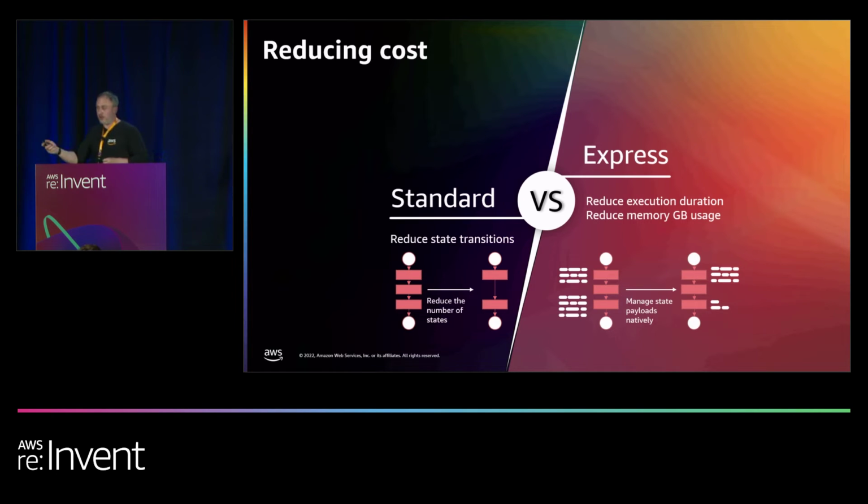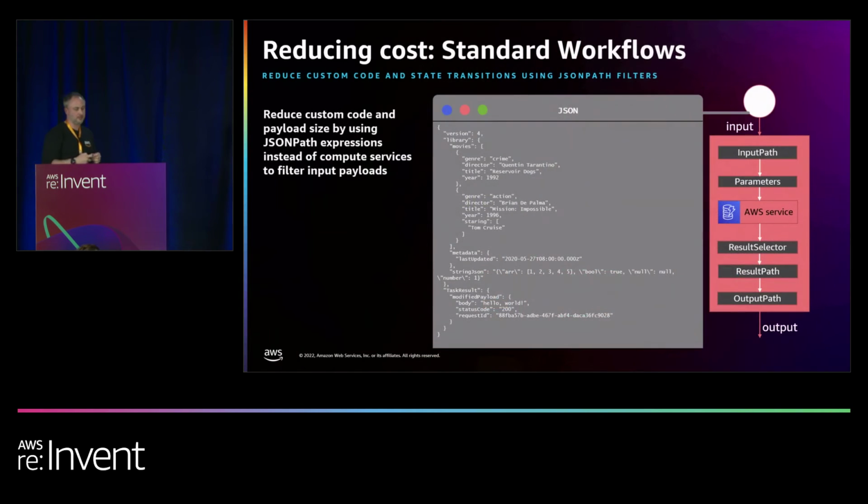With my Express workflow, what I want to reduce is the amount of time my workflow takes to complete and the amount of memory it needs in order to complete that workflow. So the way I do that is to reduce the payload as it passes through each state, and that will reduce the memory that's needed.